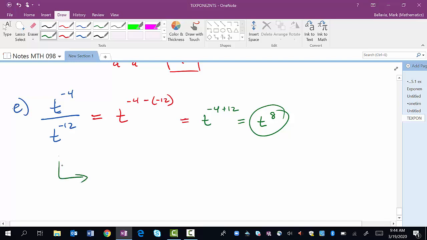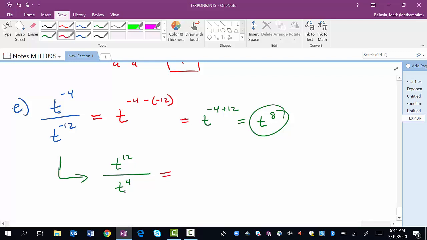Alternatively, you might have noticed at the beginning that the negative exponents can be moved to the opposite part of the fraction. t to the negative 4 tells you that's going to move to the bottom as t to the positive 4. t to the negative 12 tells you it's going to move to the top as t to the positive 12. So if you take care of the negative exponents first, that's okay. And you still have to follow your rules.